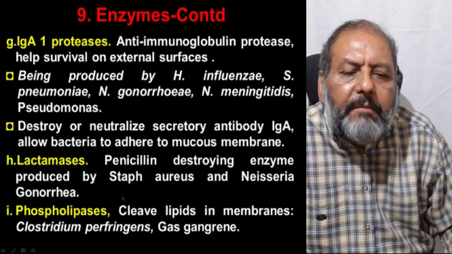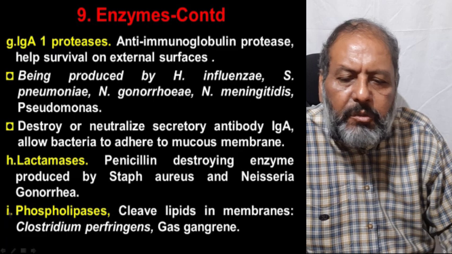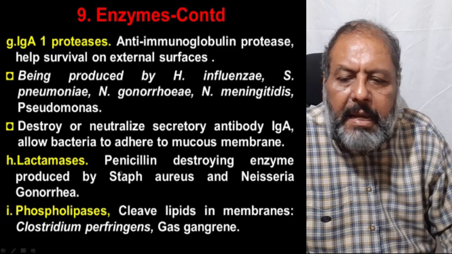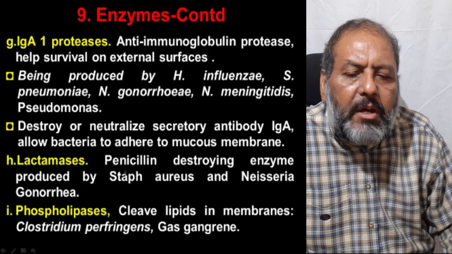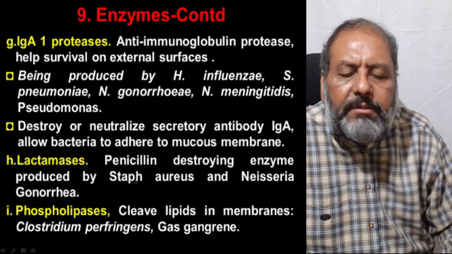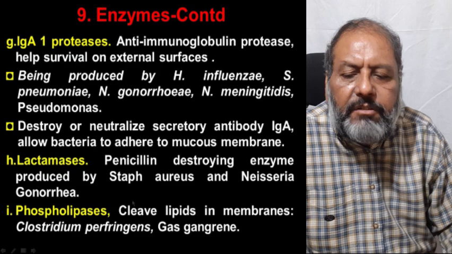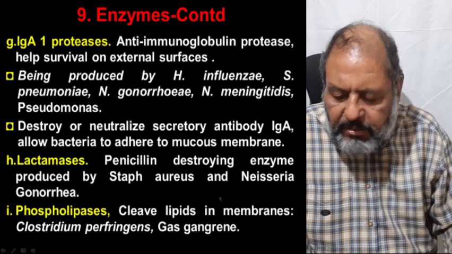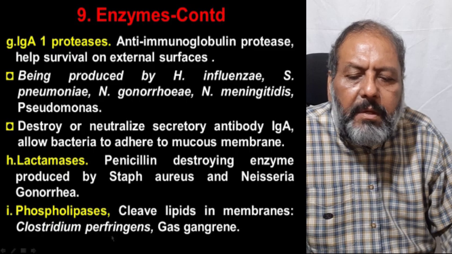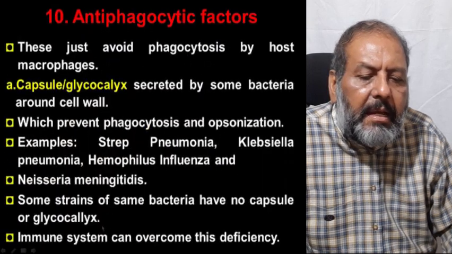Lactamases are penicillin destroying enzymes produced by Staph aureus and Neisseria gonorrhoeae, and these destroy the penicillin through production of penicillinase and cephalosporinase enzymes. Phospholipases cleave lipids in the membranes; examples are Clostridium perfringens and gas gangrene.